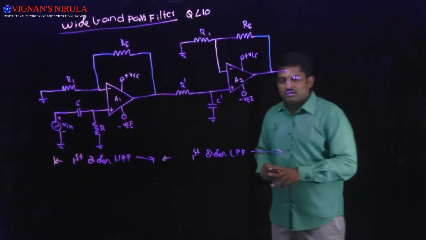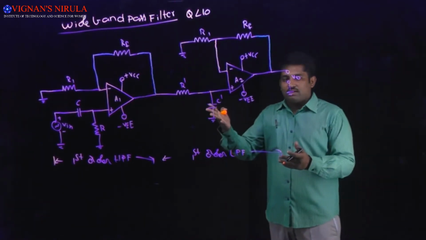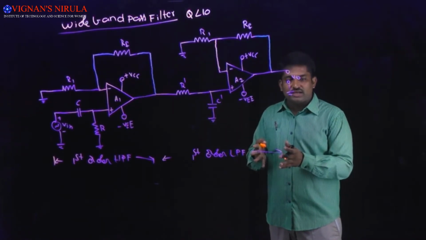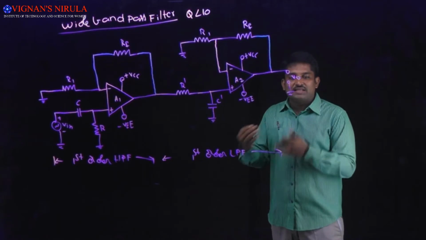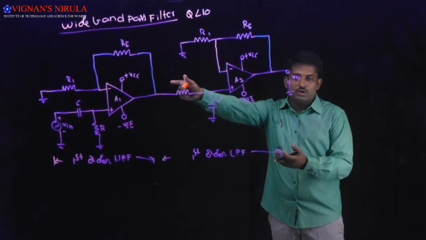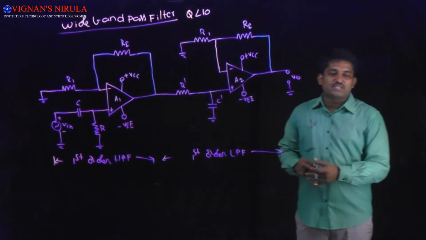Okay, and coming to the gain, here both the high pass and low pass filters are cascaded together. Whenever you want to calculate the total gain of the wide band pass filter, it is nothing but the product of the gain of the high pass filter and the gain of the low pass filter.